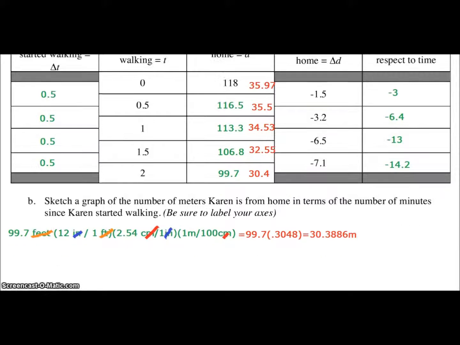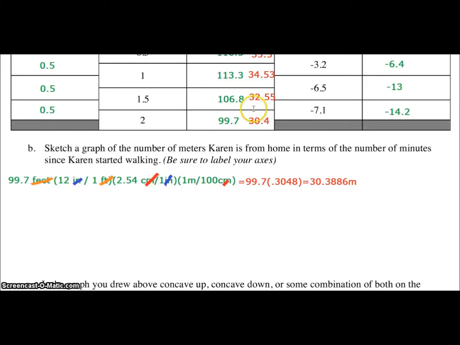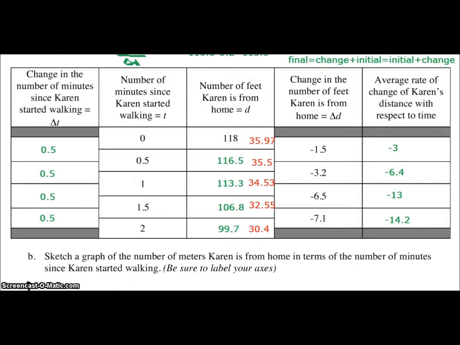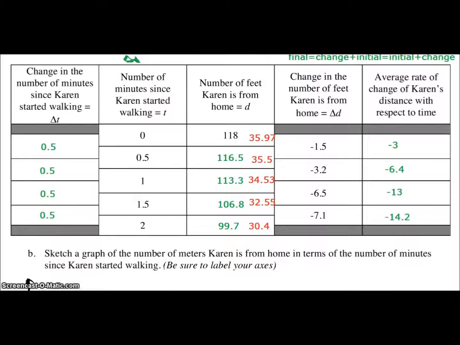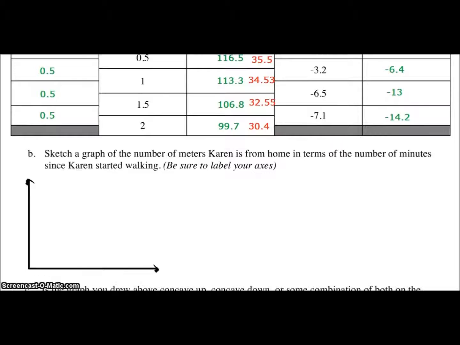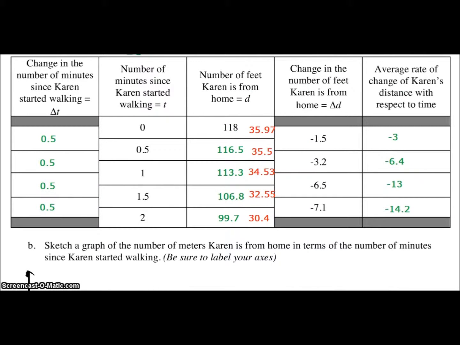Okay, now we wanted to sketch a graph of the number of meters Karen is from home in terms of the number of minutes since Karen started walking. So I'm going to make a graph, and I just used the positive horizontal and positive vertical axis because all our time values and distance values are positive, and my number of minutes goes up.